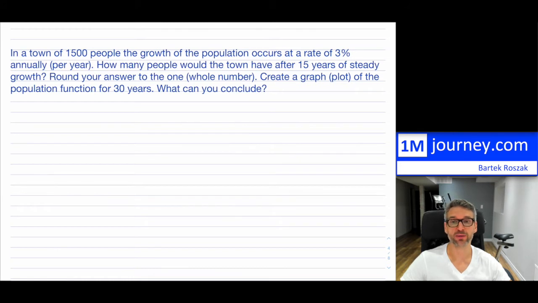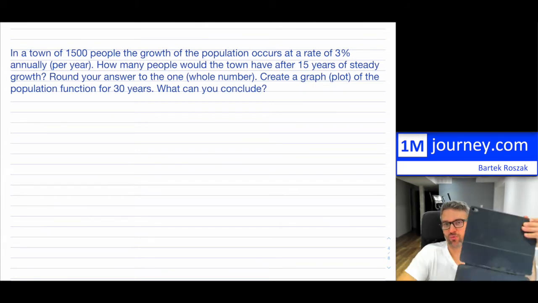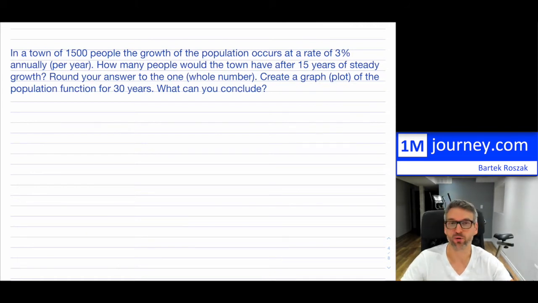So now, how many people would the town have after 15 years of steady growth? This is growing at this 3%. And now the question is, how many people would be here? Round your answer to the ones, which makes sense, since it's people. We don't want to cut them off, so we don't want any decimals. We'll cut it off at the whole numbers. And then create a graph and plot the population function for 30 years. What can you conclude? Well, what we can conclude is if it's growing, we know it's going to blow up.